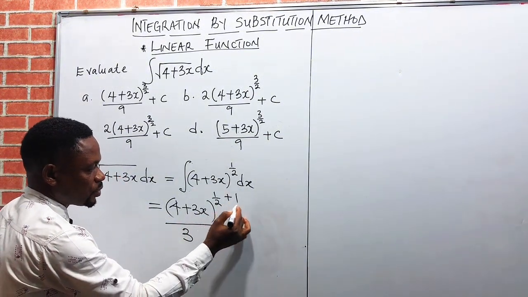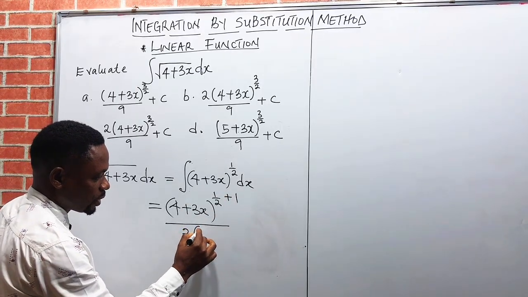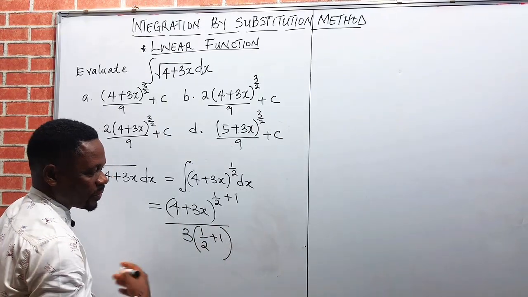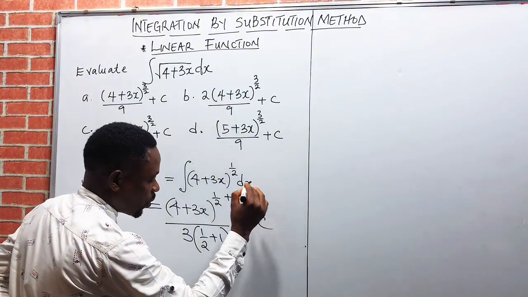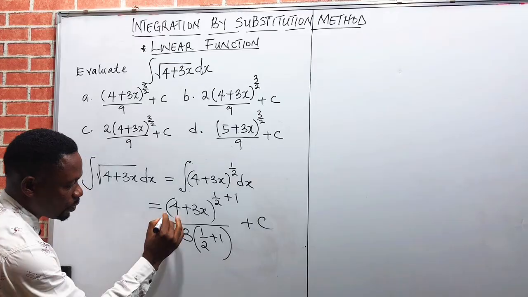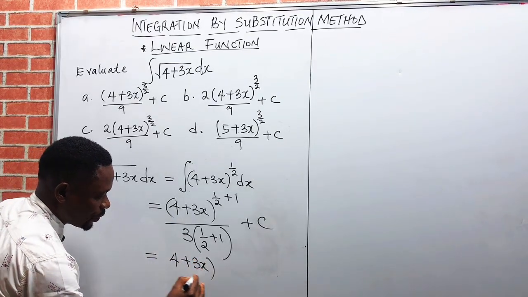Now the next thing is to repeat the power. Write down the power at the denominator: it is 1 over 2, then plus 1. Close the bracket. Can you see I've integrated it? Then you put plus c, which is called the arbitrary constant. If I continue, this will give us 4 plus 3x.